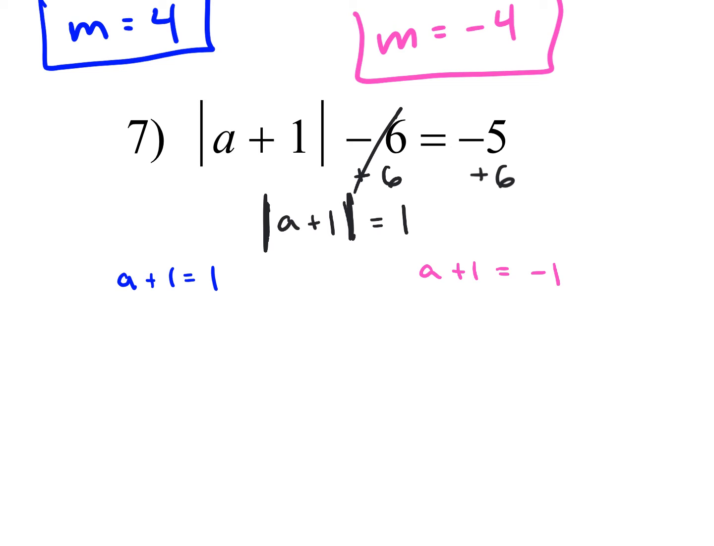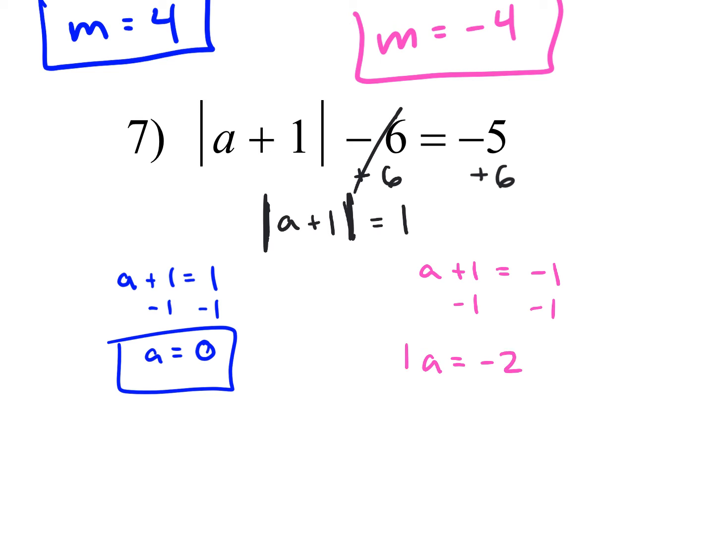So in my blue equation to the left, I have a plus 1 is equal to 1. How do I solve for a? Minus 1 on both sides. So a is equal to, what's 1 minus 1? 0. So that's one answer. In my second equation, what should I do? Minus 1 on both sides. What's negative 1 minus 1? Negative 2. So a is equal to negative 2. So my two answers are a is equal to 0 and a is equal to negative 2.